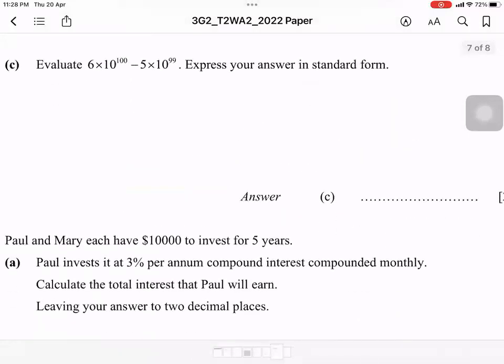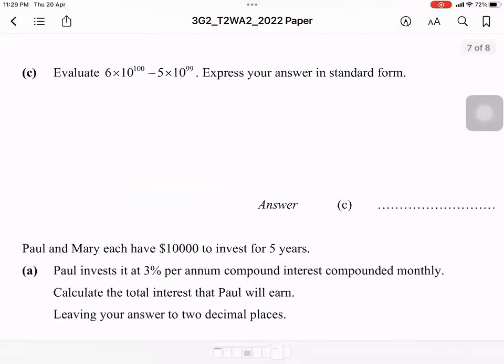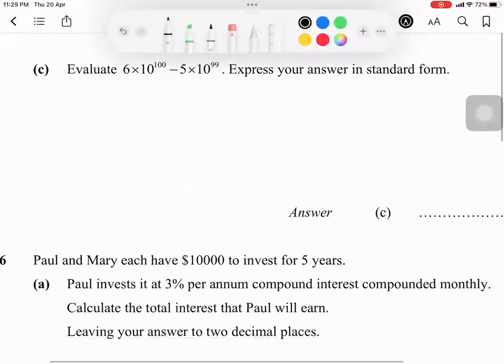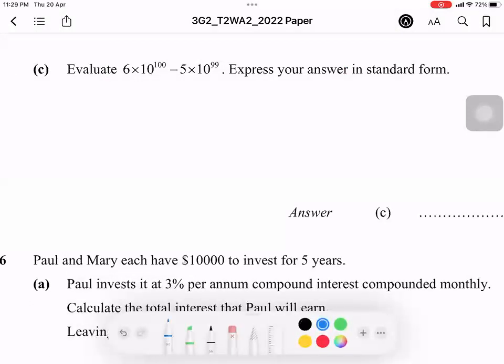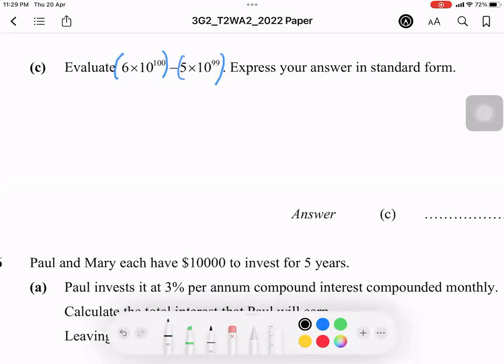Next page. All right, evaluate the following, express your answer in standard form. Now, to calculate this, I call my calculator. But before I begin, I need to know what I need to key into the calculator. This is one whole term on its own, and this is one whole term on its own. So you press 6, times 10 to the power 100, right? Then 6 to the power of 100.